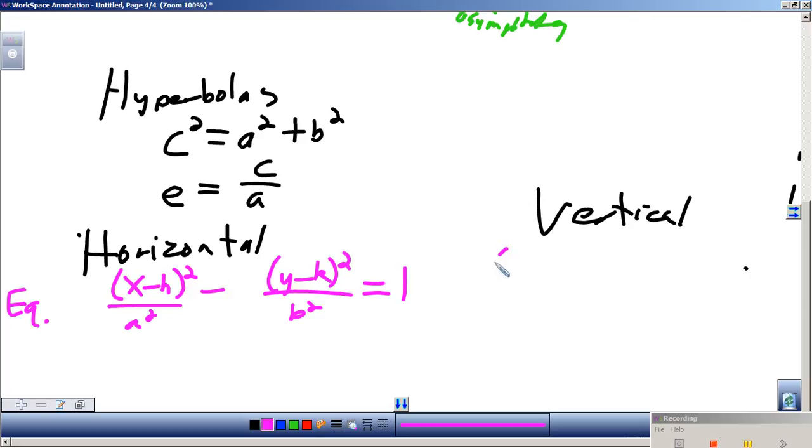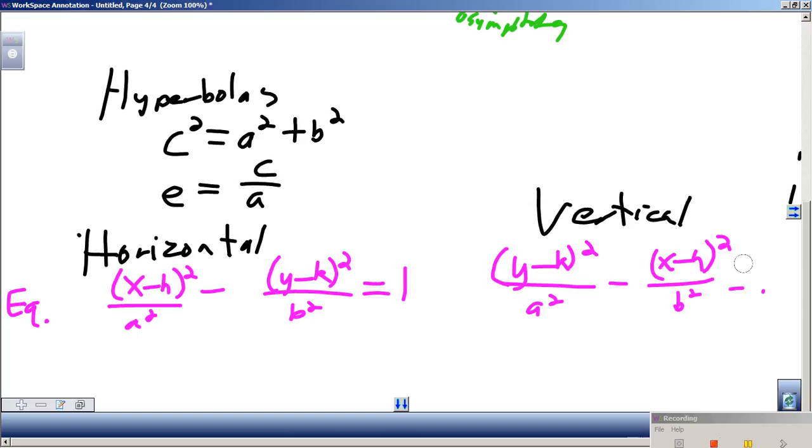So if it's vertical, what changed from one to the other? Okay, so the x and y part switch places. How is this different from how the ellipse behaves? So the B and A switch. Is there a difference though? Well, it's significantly different because of which one is now negative.